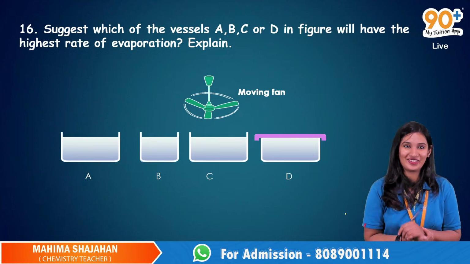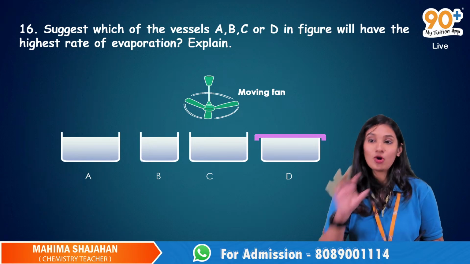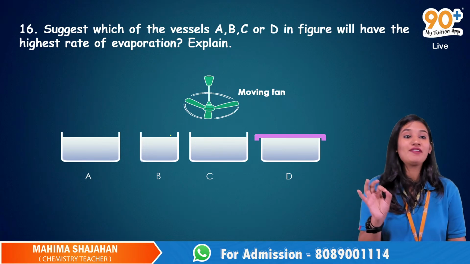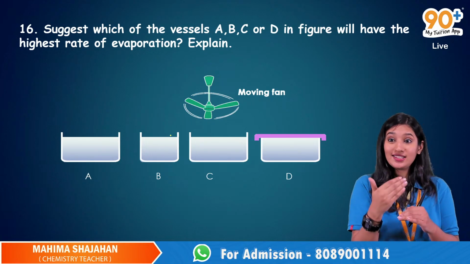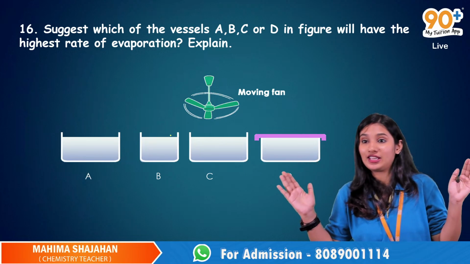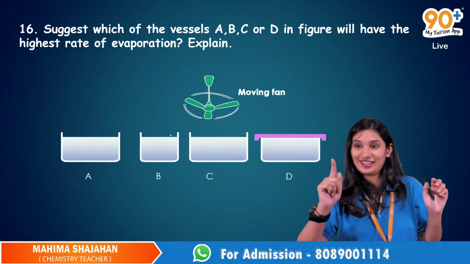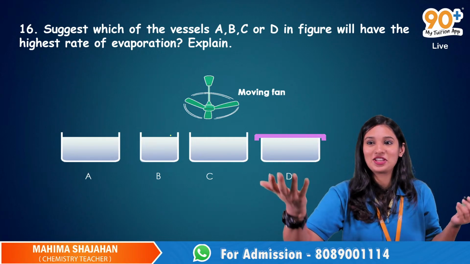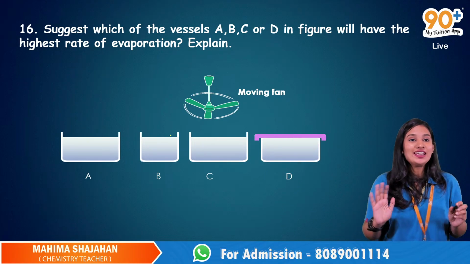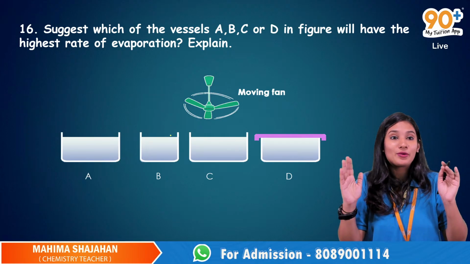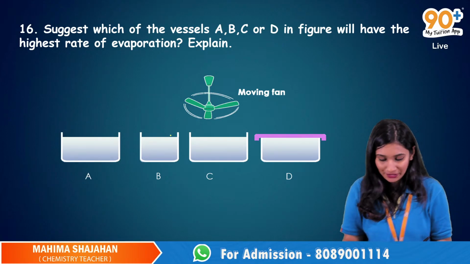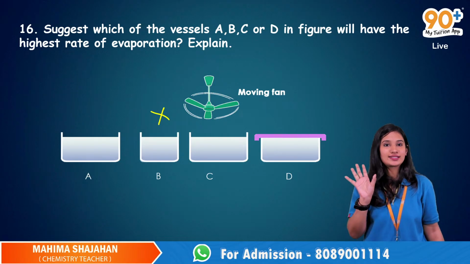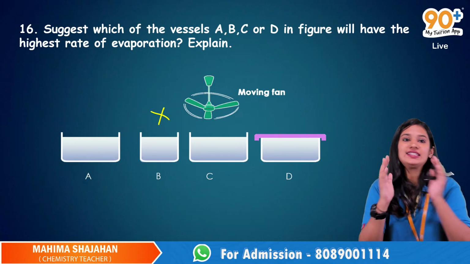Okay, all right. Let's consider them one by one. First consider B. We know evaporation increases with increase in surface area. Yes, Sachin, you're correct. Yes, Nivedita, Devika. Yes, I can see your answers. Okay, you're all correct. When surface area increases, evaporation increases. So right away we can cancel out B, because its surface area is less.